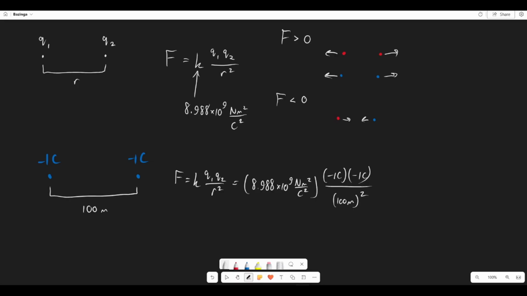Plugging this into a calculator yields 8.988 × 10^5 newtons. As the force is positive, it indicates that the particles will experience a repulsive force.